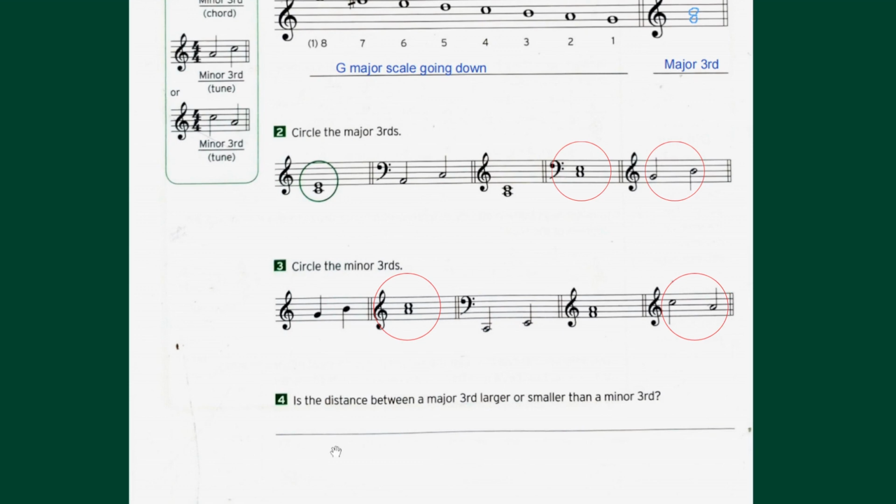Okay, and let's go to the last question. Number 4. Is the distance between the major third larger or smaller than the minor third? As you know, major third has 4 semitones and minor third has 1 less than that, which is 3 semitones apart. So you have to write the major third is larger than minor third.